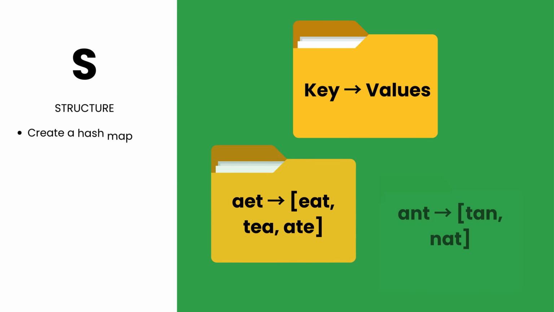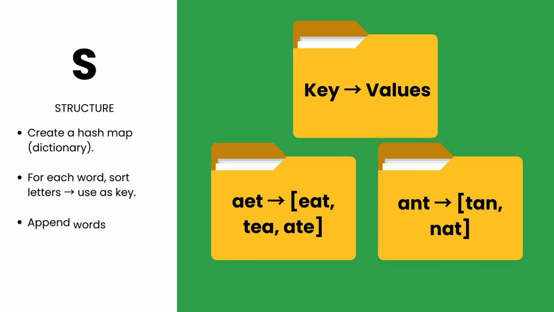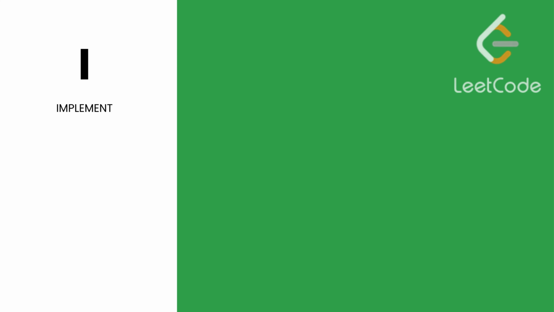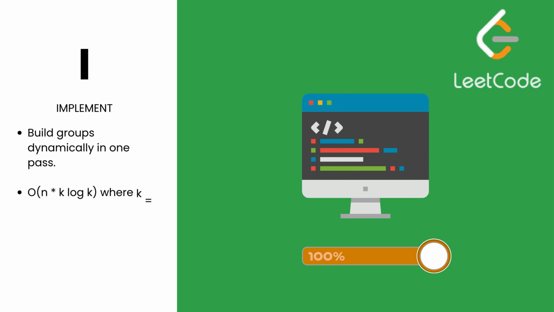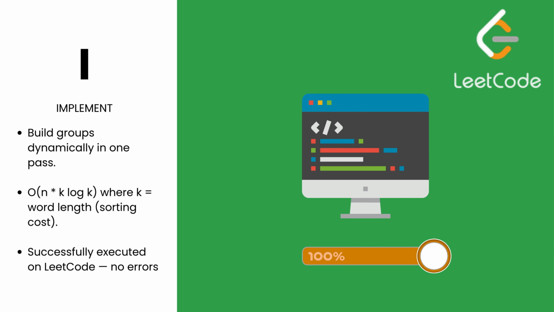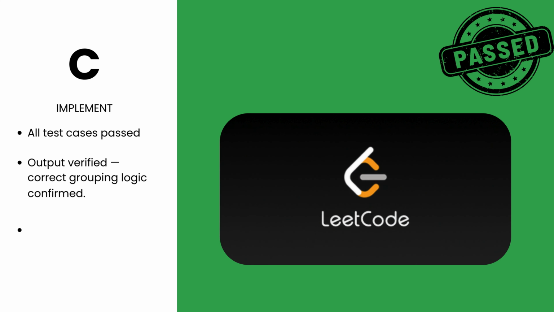We looped through the list, sorted each word alphabetically, and used that sorted version as the key in a hash map. Each time, we simply added the original word to its corresponding group. By the end, each key represented one group of anagrams. We then ran this logic step by step in LeetCode. No syntax issues, no edge case surprises. The grouping worked perfectly. After running through the test cases, every input matched the expected output, confirming that the hash map method grouped all anagrams correctly and efficiently.